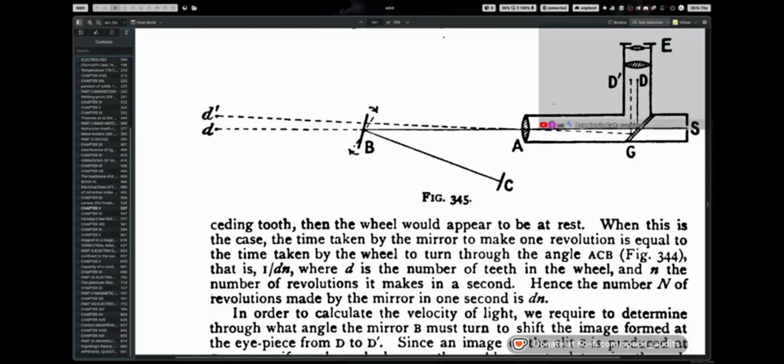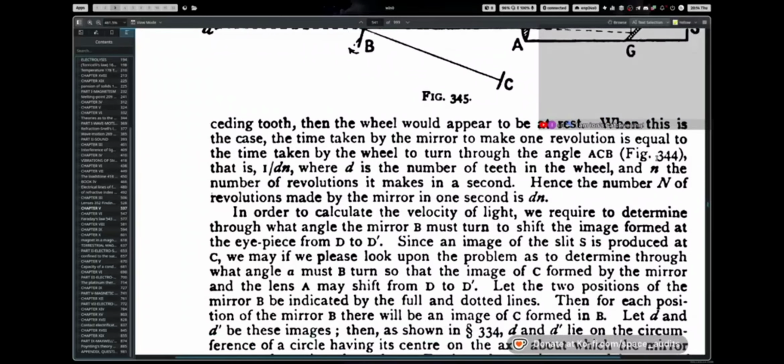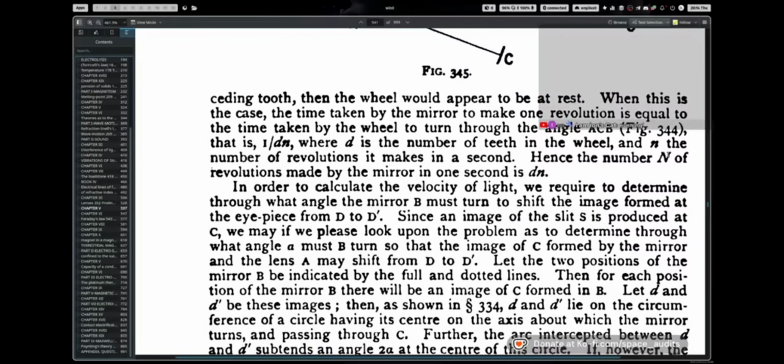So when this is the case, the time taken by the mirror to make one revolution is equal to the time taken by the wheel to turn through an angle ACB. That is 1 over dn, where d is the number of teeth in the wheel, and n is the number of revolutions it makes in a second. Hence, the number N of revolutions made by the mirror in 1 second is dn.